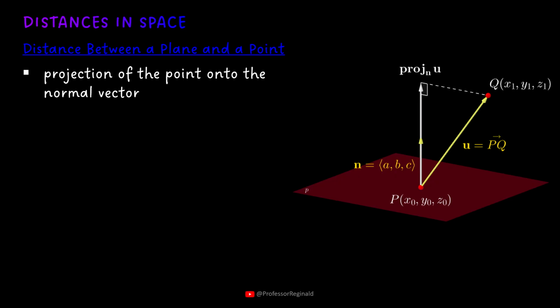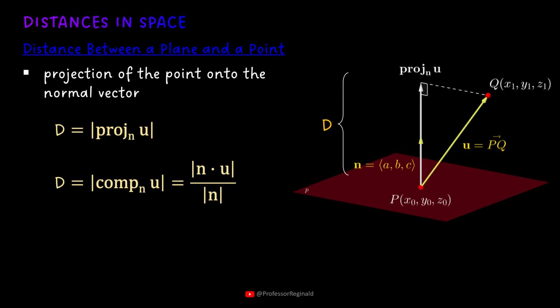Now, the distance between the plane and the point not in the plane is the norm or the length of the vector projection of U onto n, which is also the absolute value of the scalar component of U onto n. Recall that the scalar component of U onto n is the dot product of the vectors divided by the norm of n. We get the absolute value in case that the dot product is negative. Note that the dot product is negative when the angle between two vectors is greater than 90 but less than 180. That would mean that n and u are on opposite sides of the plane.